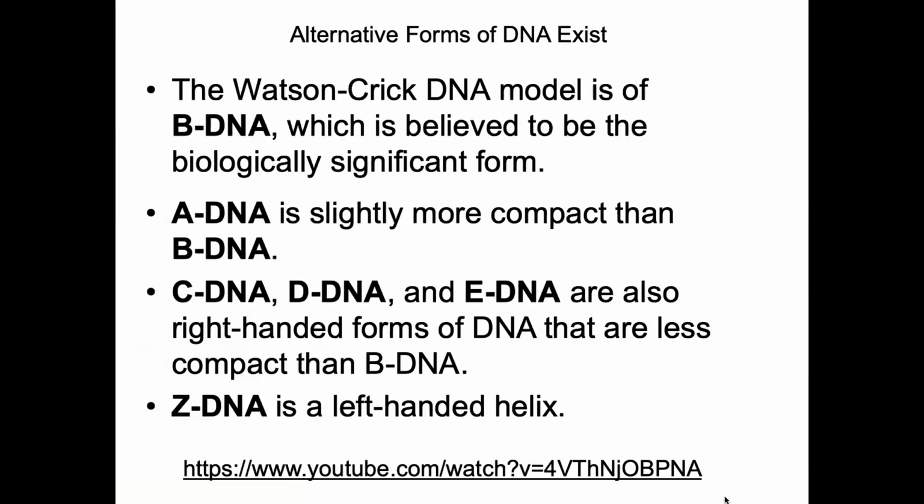I do want to point out there are many other forms of DNA that have been created, again, initially artificially in the laboratory. So there's a C form, there's a D form, an E form, and here they describe these different forms as being less compact than B-DNA. So in other words, the diameter is going to be thinner than what you see in B-DNA.